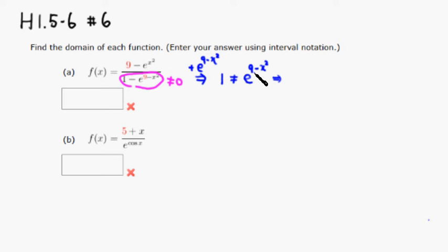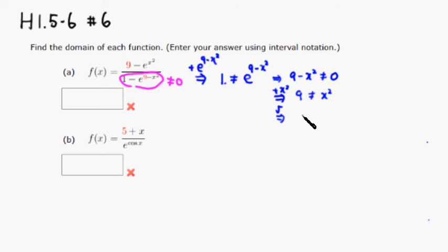Because e to the 0 would be 1. So we don't want 9 minus x squared, we don't want this guy to be 0, right? Otherwise e to the 0 is going to give you 1. Alright, then this is just a quadratic inequality, so we can just solve that and add x squared to both sides. So you have 9 is not equal to x squared. Right?